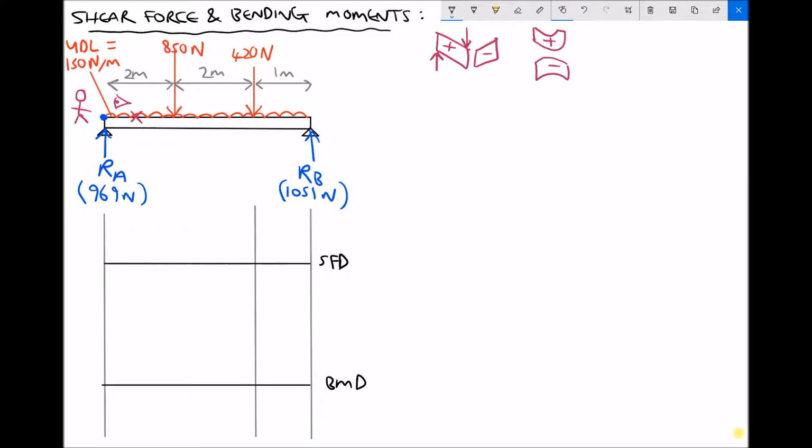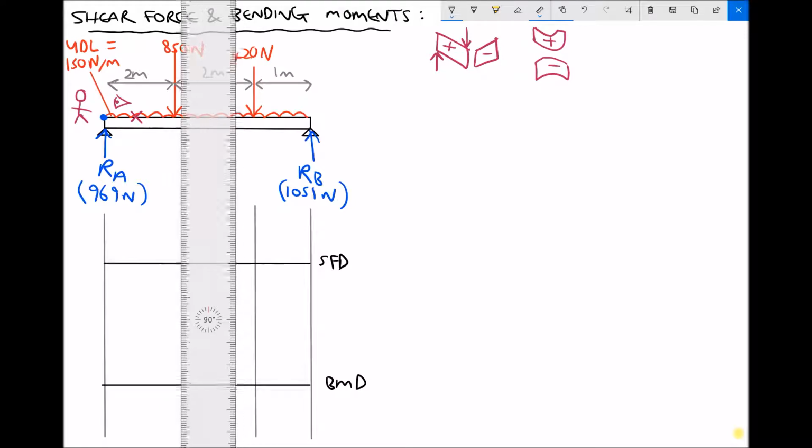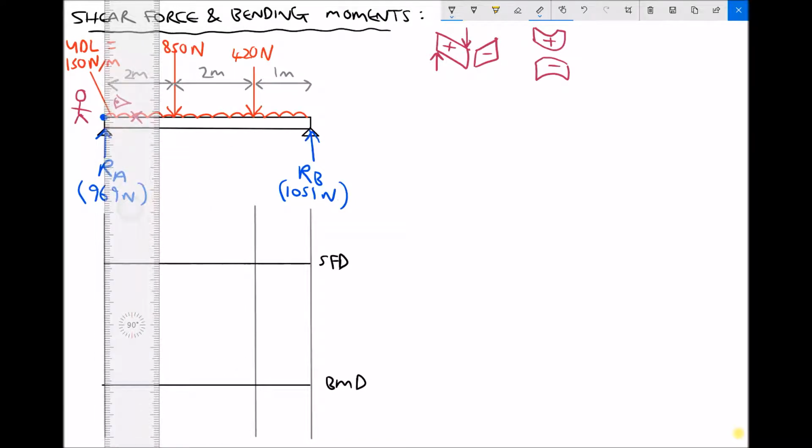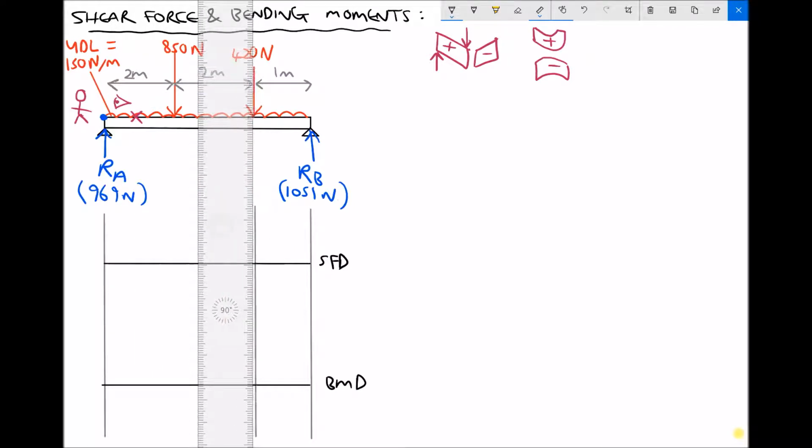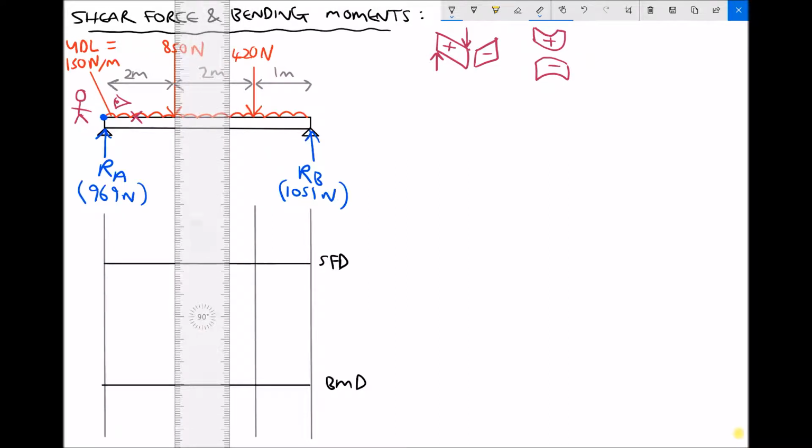I've also set up an area directly below my diagram for my shear force and bending moment diagrams, and as you can see, all I've done there is project a line down from each of the point loads. So I've projected a line down from the right hand support, from the left hand support, from the 420 Newton force, and all that's left for me to do is project a line down from the 850 Newton force. So we only project those lines down at each of the point loads.